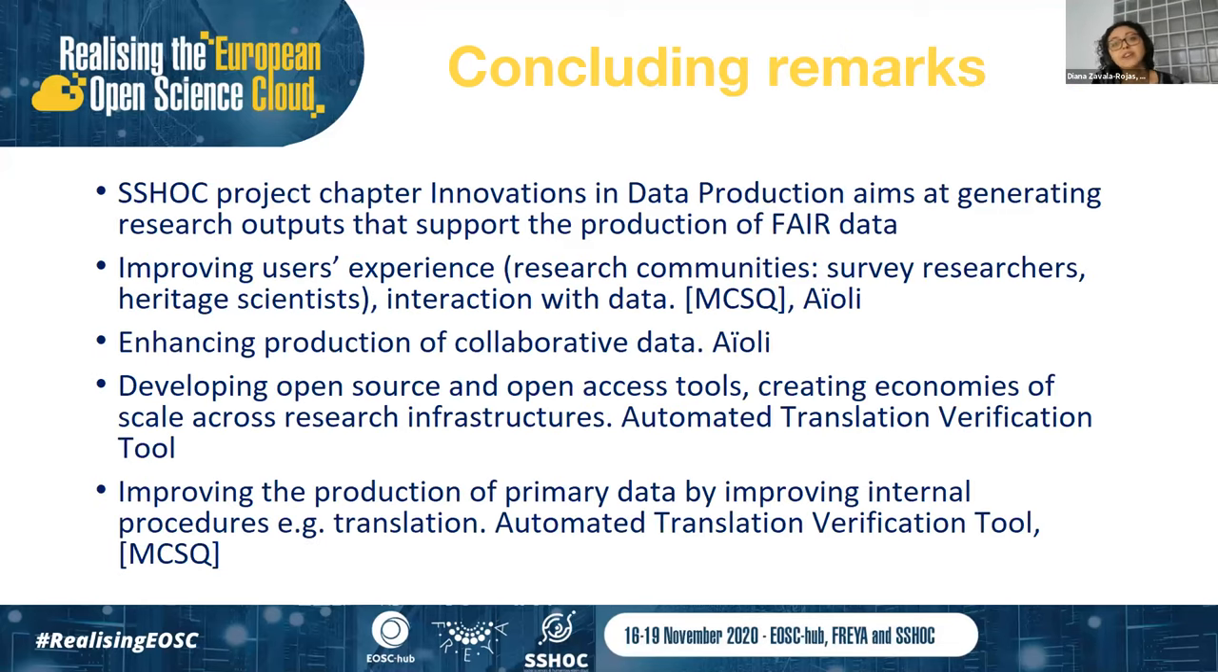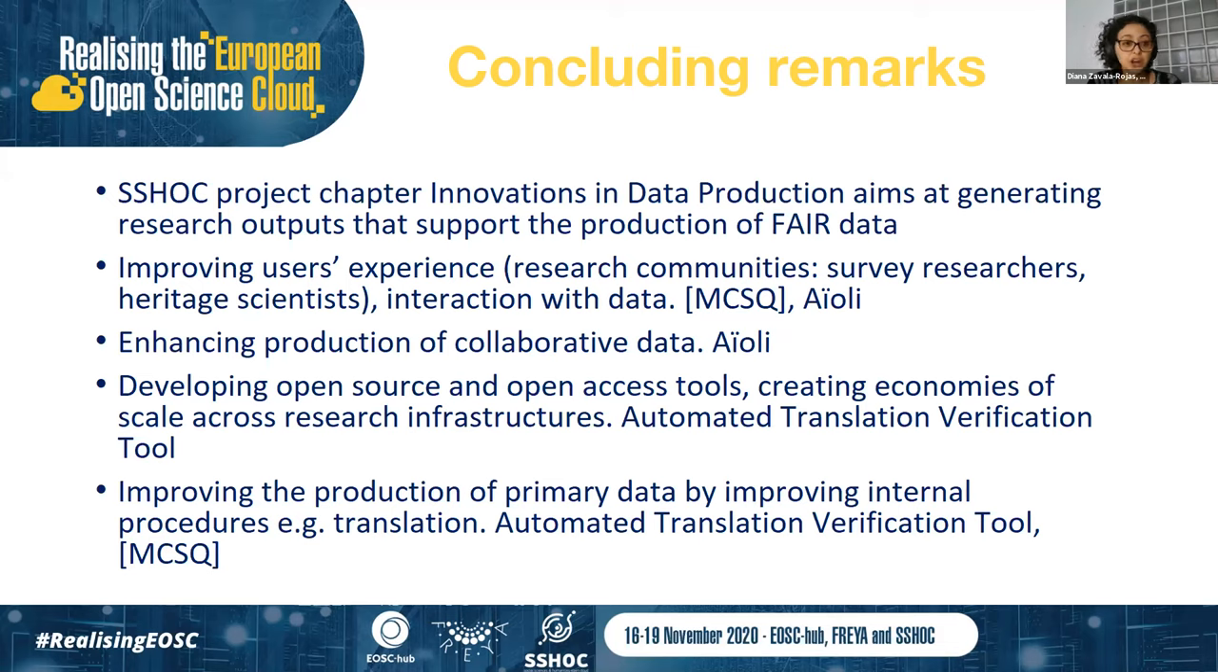So the SHOC project chapter on innovations in data production aims at generating research outputs that support the production of FAIR data. You saw here three examples of them. We have more, but in this first event, we wanted to showcase those that are a bit more advanced in the way of the SHOC. This innovations in data production chapter aims at improving users' experience. And by users' experience, we mean our research communities, SORI researchers, heritage scientists, and social scientists in general, their interaction with data. This could be the example of the MCSQ or the Aioli platform, but also enhancing the production of collaborative data, as you saw just in the Aioli.